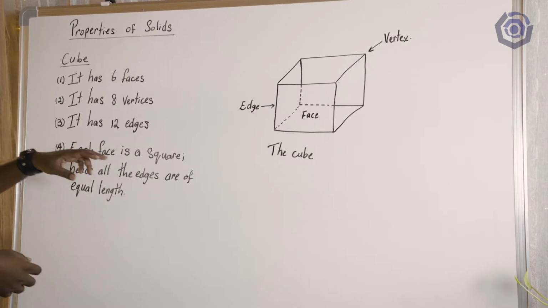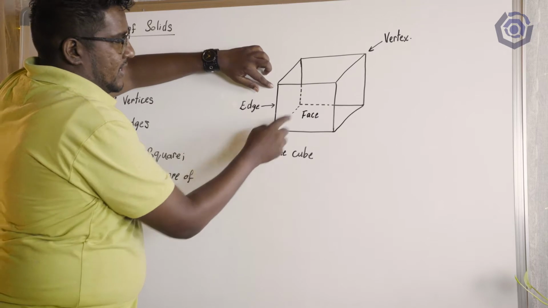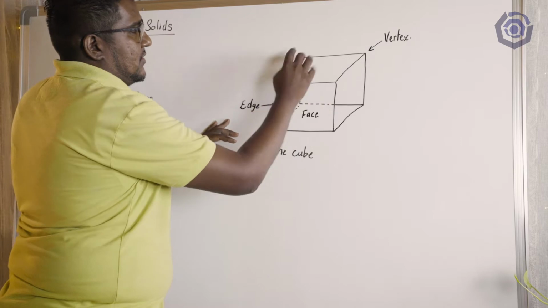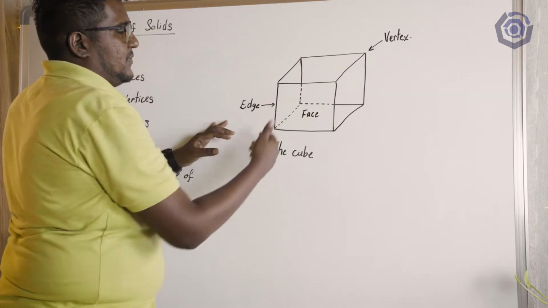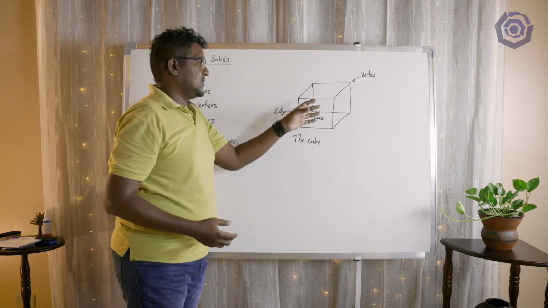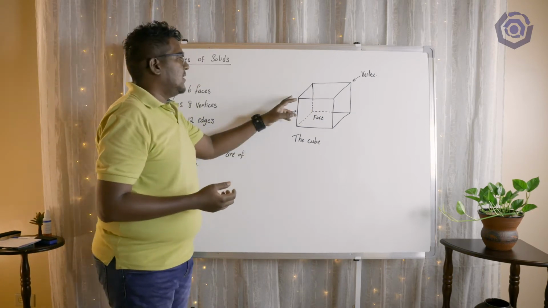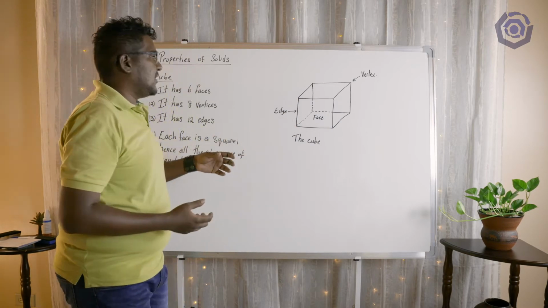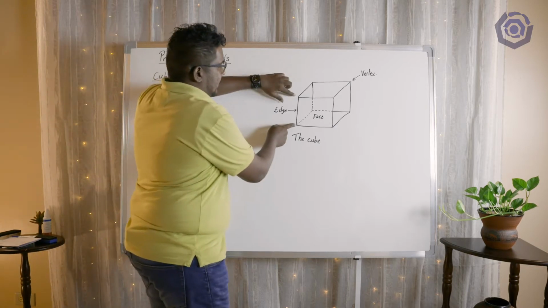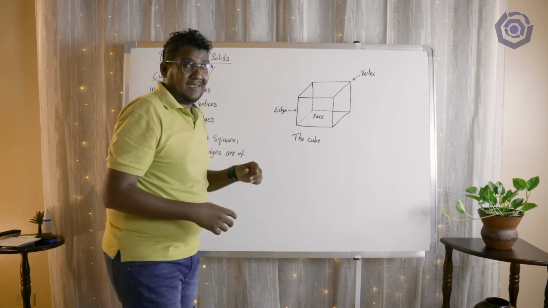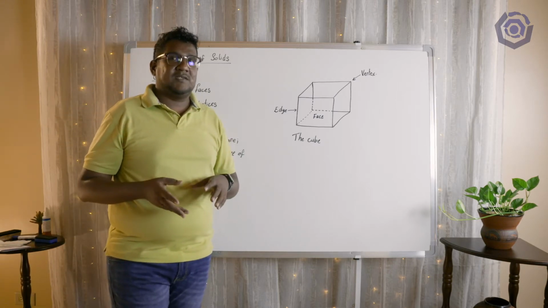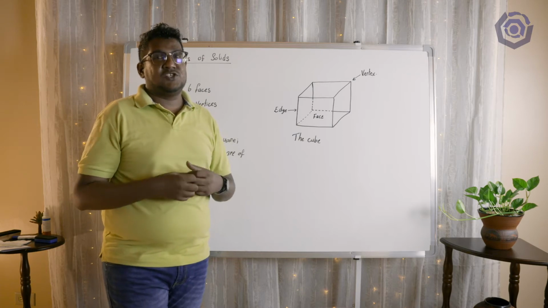Number 3, it has 12 edges. So this is an edge. Each one of these faces carries 4, so you have 4 here, 4 at the back, and then the sides would also be 4, which gives me a total of 12 edges. And if you notice, each face is a square, and the main property of a square is that all 4 sides are equal. So since it's a cube and it has 6 square faces, each one of these edges would be the same length. We would now look at the net. We're going to cut it out and fold it to make the cube, and you would see what the shape would look like.